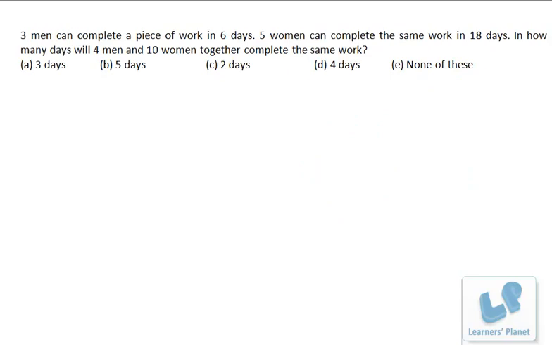Now friends, let's see this problem based on time and work, and believe me, we can do it mentally. 3 men can complete a piece of work in 6 days. That means the work is of 18 man days, right? I hope you'll be clear with this term, man days. 5 women can complete the same work in 18 days. That means 5 into 18, that is 90 woman days, right?